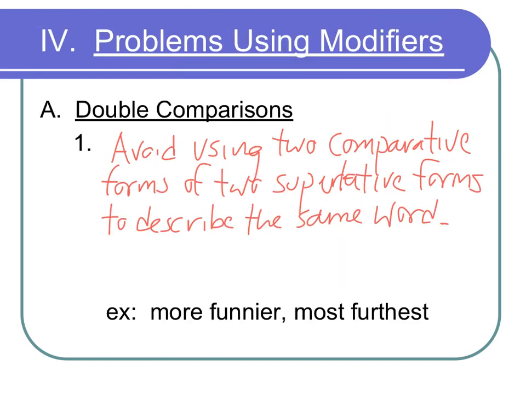And then the last thing for today is double comparisons. We'll get into a little bit of problems with modifiers. The whole idea here is we want to avoid using two comparative forms or two superlative forms to describe the same word. So we're not going to say something like more funnier. It's just going to be funnier. Okay? We wouldn't say most furthest. It would just be furthest. You don't want to use more or most and then add er, est to the word. That's called a double comparison. Okay, so that's the lesson for today.